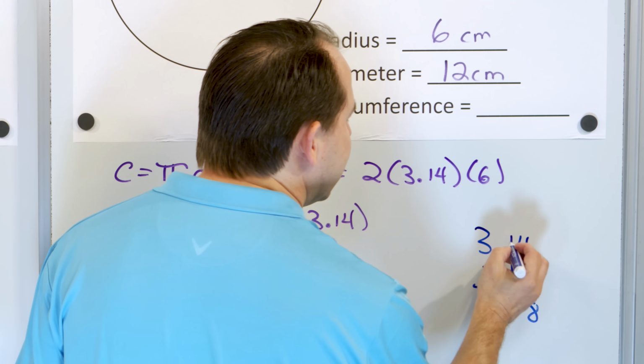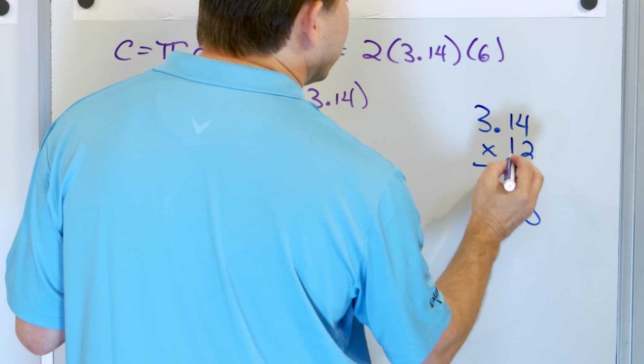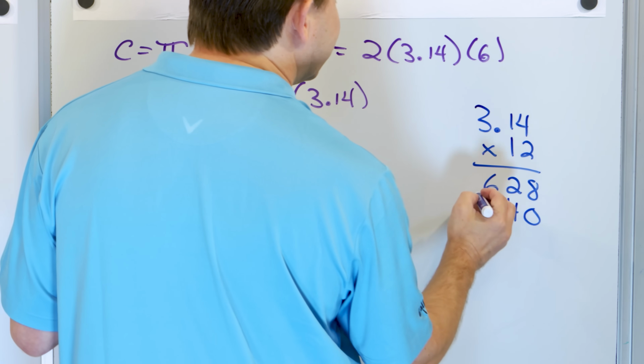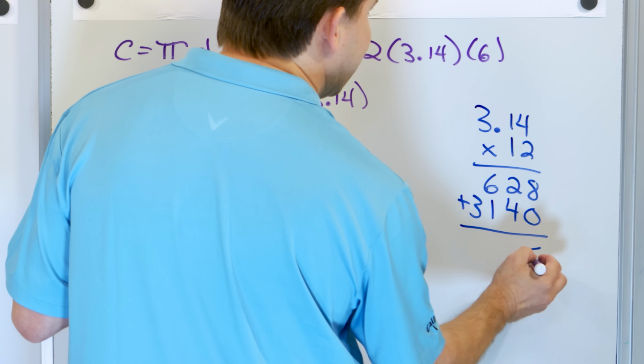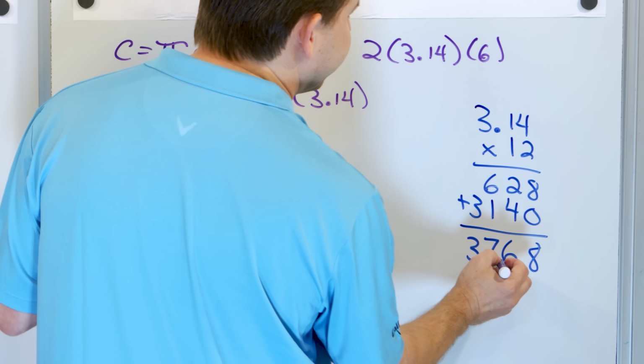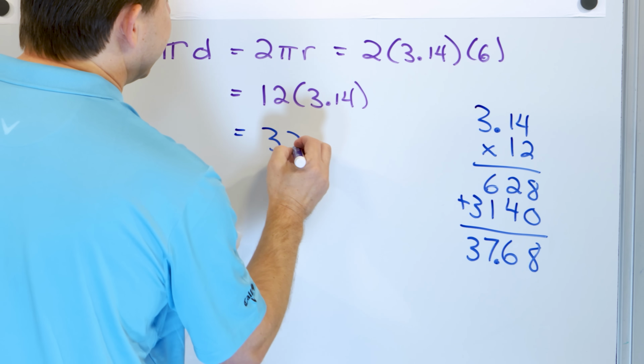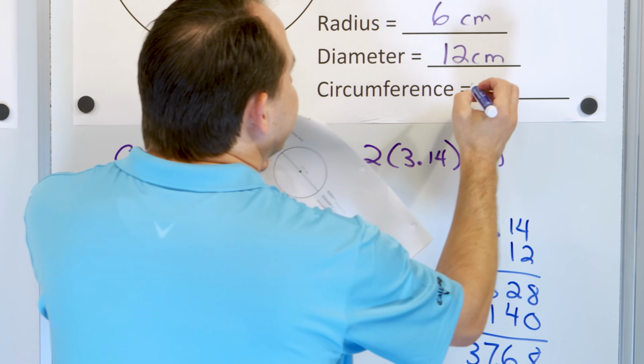2 times 4 is 8. This is a 2. 2 times 3 is 6. Drop a 0. 1 times 4 is 4. 1 times 1 is 1. 1 times 3 is 3. And we add. We get an 8, a 6, a 7, and a 3. And we have 2 positions after the decimal, so we get 37.68.